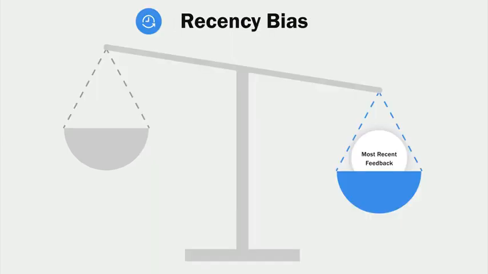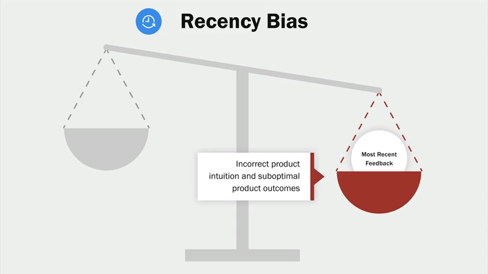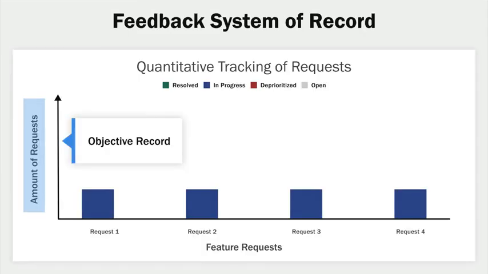Recall that recency bias is the tendency to overweigh recent feedback. In other words, PMs may erroneously think a feature is requested more often than it actually is, just because it was requested more recently and is fresher in their mind. The problem is that the PM's perceived importance of a feature doesn't match the objective importance for it, which leads to suboptimal feature prioritization decisions. The FSOR helps the PM avoid this trap by being an objective record of how often features really are requested.